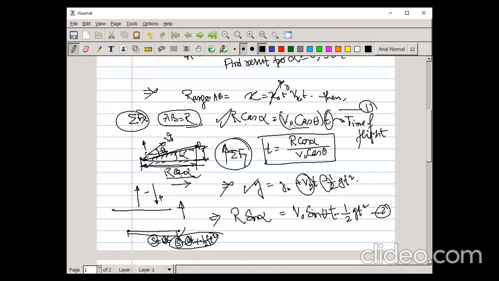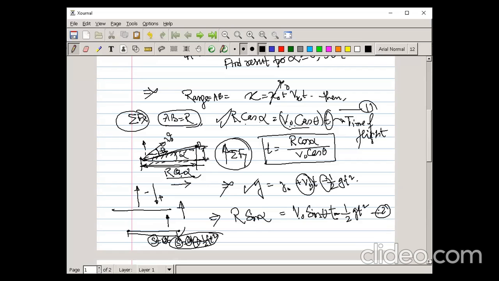Next, u is what? V0 sin theta. So that's why I have written v0 sin theta of t. But here it is plus, and when we are considering the upward direction, it should be minus. So I have written minus. Then half of ft square, and instead of f we write g, due to gravitation. So that is half of gt square. So I have written this equation as r sin alpha is equal to v0 sin theta t minus half of gt square.